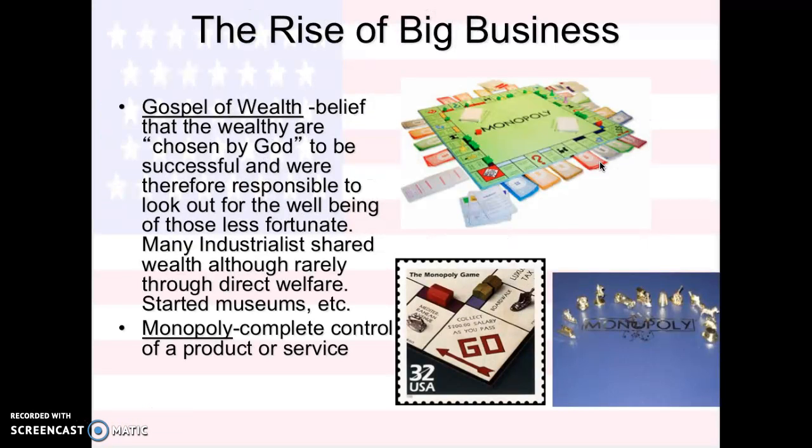All right. So some other things that come with the rise of big business is the idea of the gospel of wealth, which was by Andrew Carnegie, that said it's a belief that the wealthy are chosen by God to be successful, and that they're responsible for helping out those less fortunate. Many industrialists shared this view, and they would donate their wealth to charities. After Andrew Carnegie passed away, he donated $350 million. And maybe not after he passed away, I'm pretty sure it was just later on in his life, to create museums and libraries. And then we've already talked about Monopoly, and if you'll remember playing the Monopoly game.